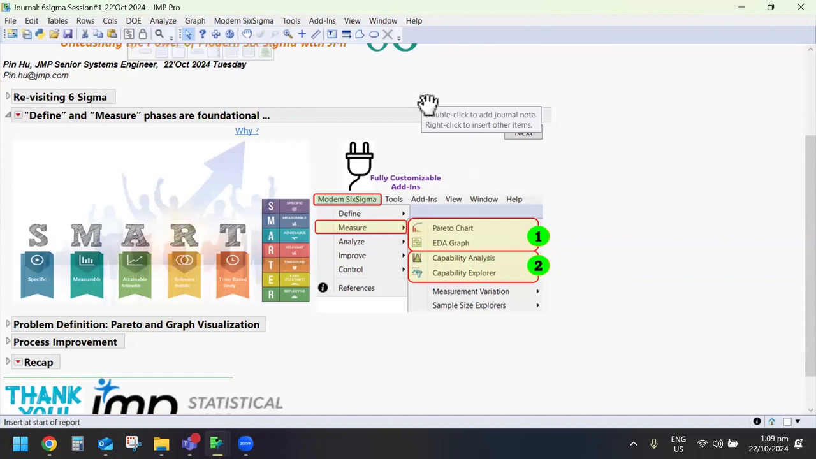In the session in December, Kinghui will run through how to install the Modern Six Sigma add-in and how to use it at a high level. But today for my session, I will do a deep dive into measure. Particularly there are four platforms that we are going to use. First one is Pareto and the EDA Graph Builder. Then the second demo will talk about capability analysis and the explorer. That's why, from problem definition to process improvement.